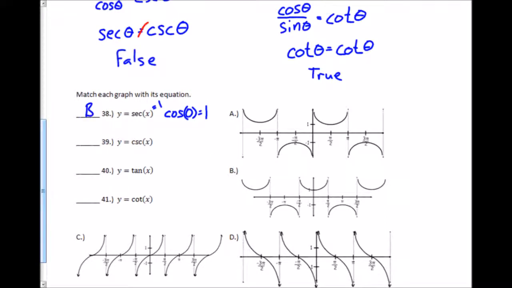The cosecant then is just like sine. And again, my sine function looks like this. And so it's my sine function flipped, so A is the cosecant.